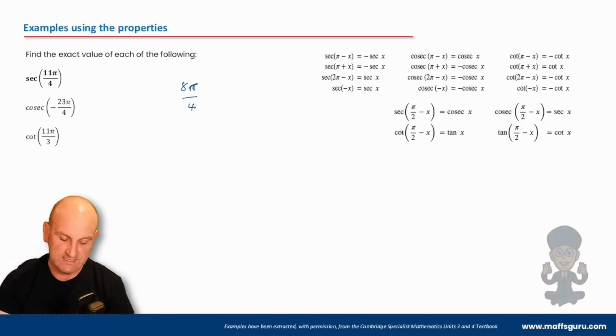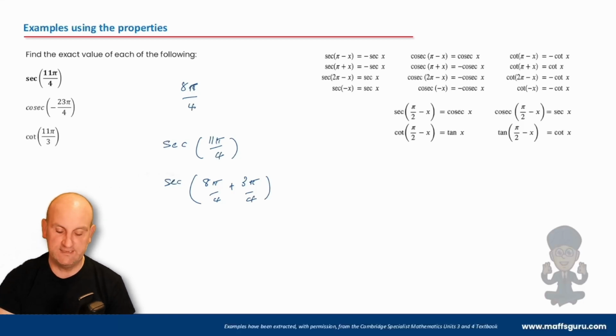So what I'm now saying is I can write the sec of 11 pi on 4 in a different way. That is the sec of 8 pi on 4 plus 3 pi on 4. Well, 8 pi on 4 is basically 2 pi, which means it's a revolution and that no longer exists. So they are exactly the same thing. Going back to my pen again, can I work out the sec of 3 pi on 4?